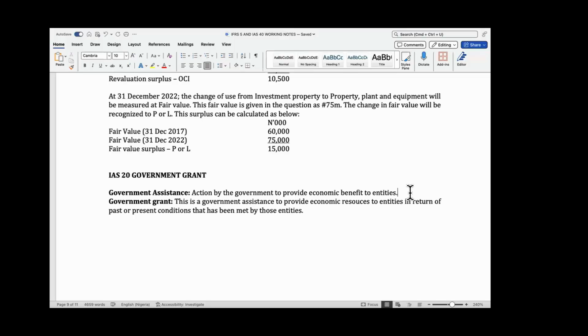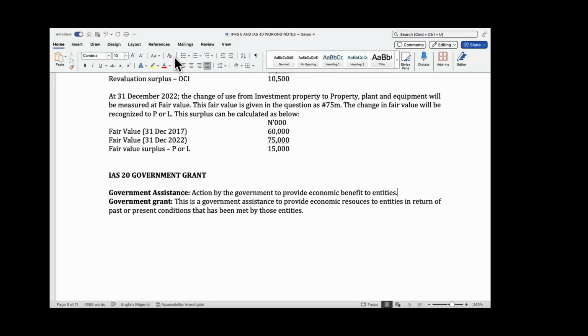And government can give, like BOI, for example, now. They would give a reduced interest loan, that you can get a loan, but at a reduced interest. That's a grant, not the entire loan, no, but the interest savings there is a grant.